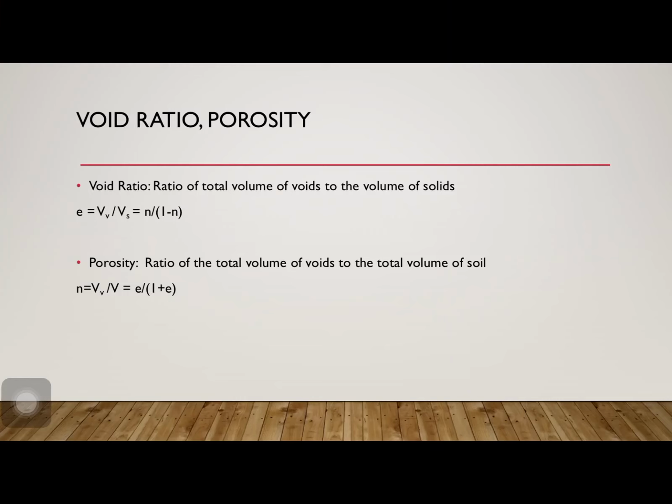Next is porosity. Porosity is the ratio of the total volume of voids to the total volume of soil. So for void ratio we saw total volume of voids to the total volume of solids. Now porosity is the total volume of voids to the entire volume, or the total volume of soil. So we give the annotation for porosity as n, which is equal to VV by V, which is equal to e by 1 plus e. Very important formula. Please remember it.